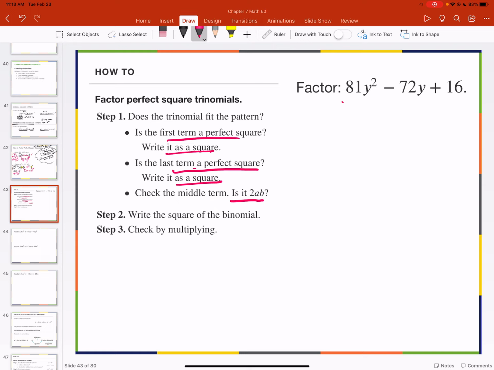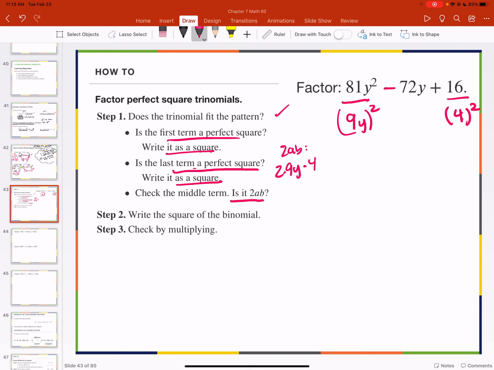So again, looking at this, the square root of 81 is 9, and then 9y. So this is a perfect square, so that's right. The last term is 4 squared. Now the middle, 2ab, you can even write this down. Just write 2 times 9y times 4. If you figure that out, what is that?